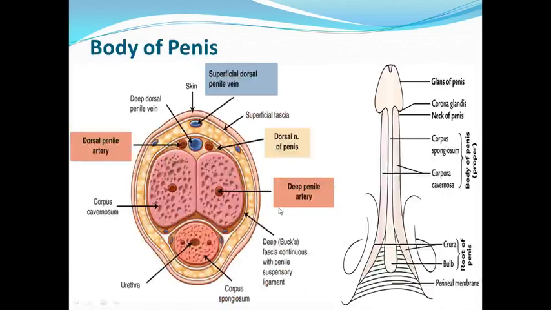Now talking about the body of the penis. You can see this is the cross section of the body of the penis, and this is the whole external feature of the body of the penis. The body of the penis is the free portion, as I already told you, and you can see it is completely enclosed in skin. Yes, you can see in the cross section that the body is completely enclosed by the skin.